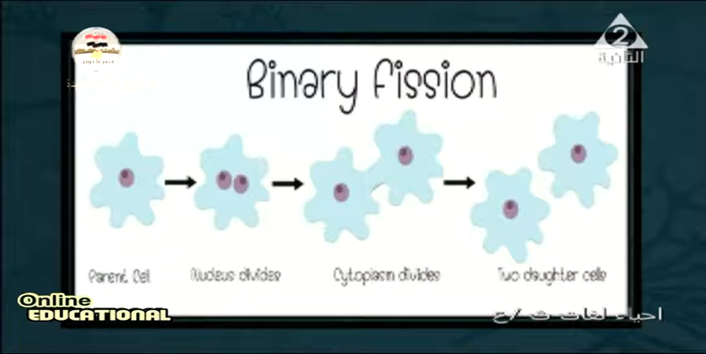After that, the nucleus divides mitotically. Also, the cytoplasm inside the cell divides into 2 parts. There is a constriction between them. After that, they separate to produce two daughter cells. Each cell contains a nucleus and the same number of chromosomes.